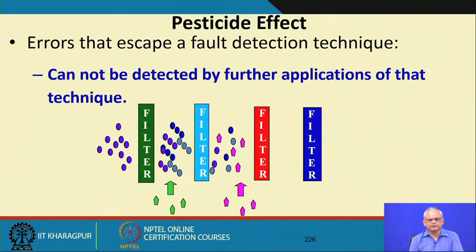We need to apply a new type of testing technique or a different type of testing technique, and we catch some of the faults, and again apply another testing technique. So, the bugs which escape a testing technique, further applications of that same testing technique will yield very little result, and that is the reason why in a software development organization several types of testing techniques are used one after other, and this is called the pesticide effect.